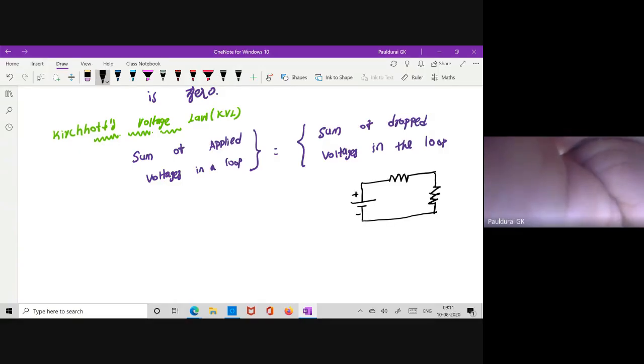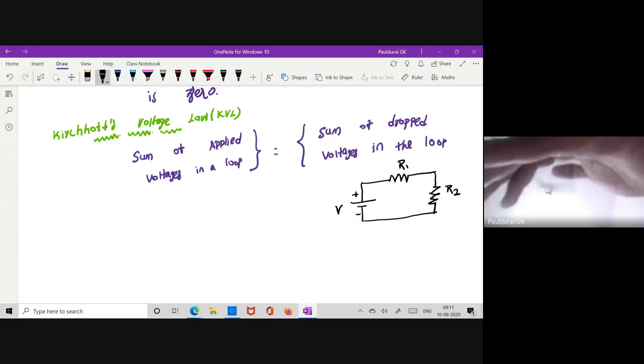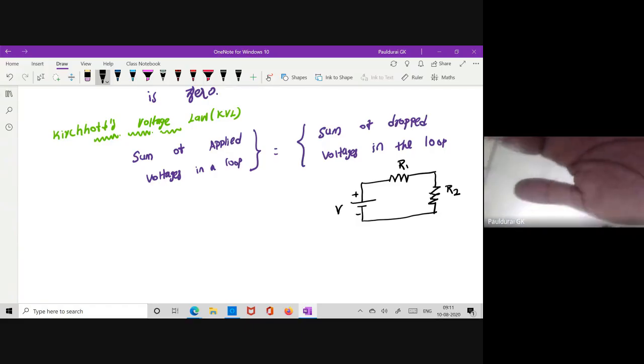Okay, take this plus minus. This is my applied voltage V. Take this as R1 and this as R2. From the resistance point of view, I have given 2 points. The first one: there is no polarity for a resistor. Can you recall the 2 points?